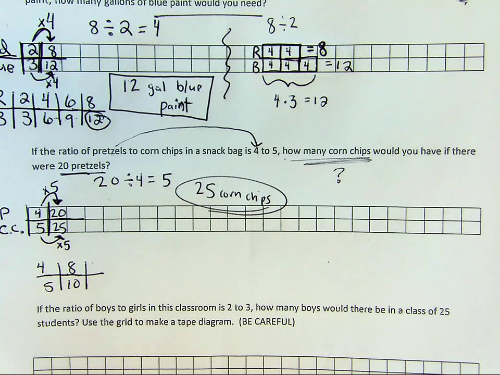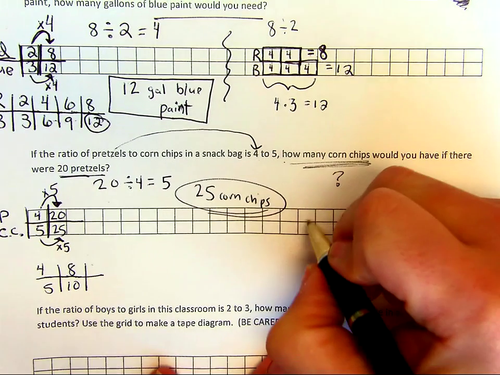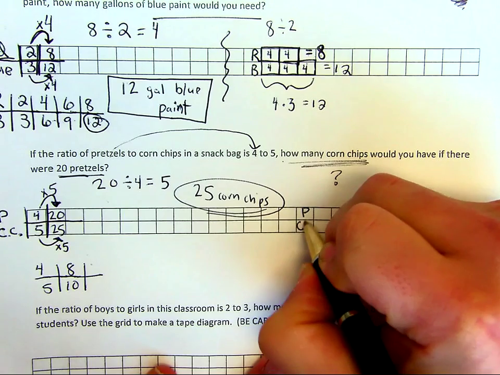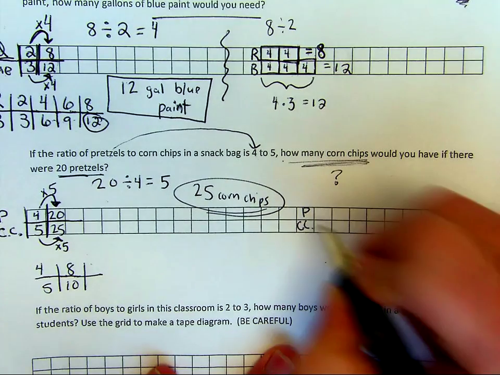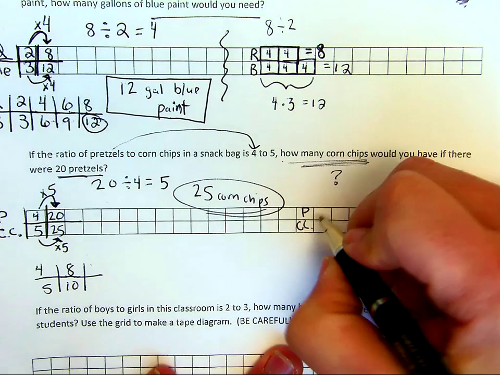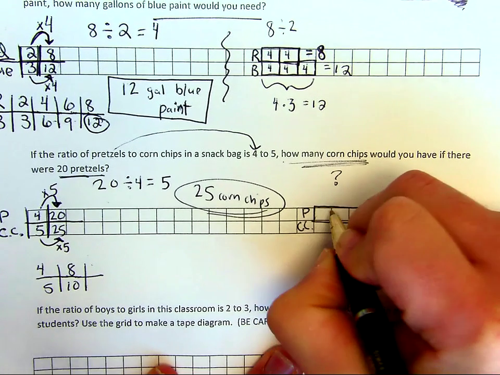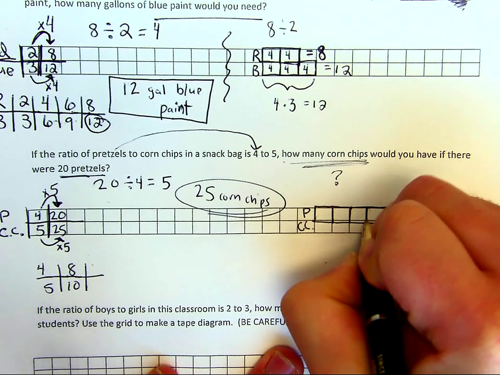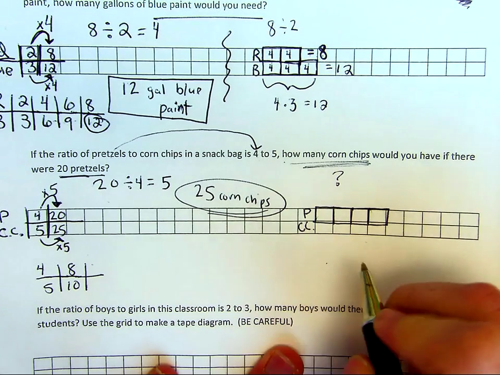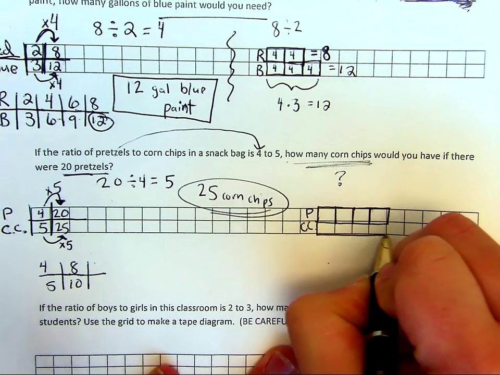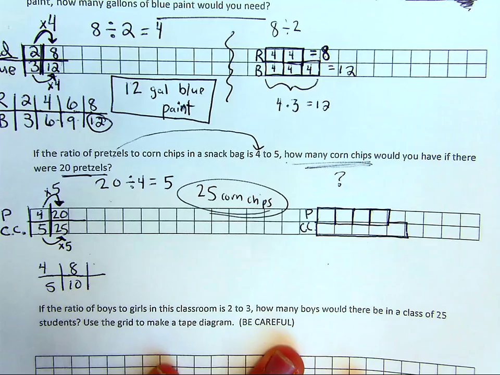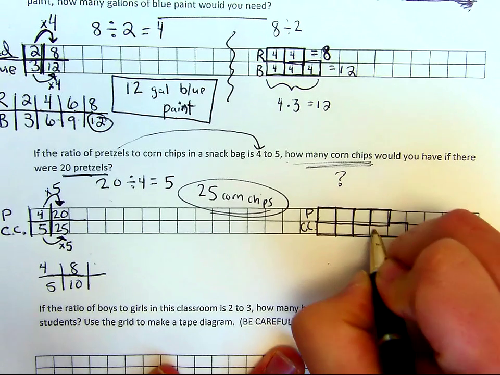If I did a tape diagram, again, if you like it, write it down. If you don't, just give me your attention so you can see it and learn it, because you might see it later on where you have to read one. So we have pretzels and we have corn chips. Pretzels is the 4, so I'm going to take 4 boxes. And the corn chips is 5, so I'm going to take 5 boxes.